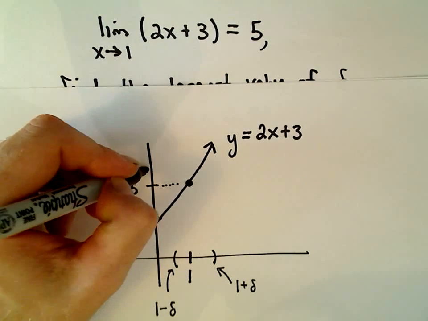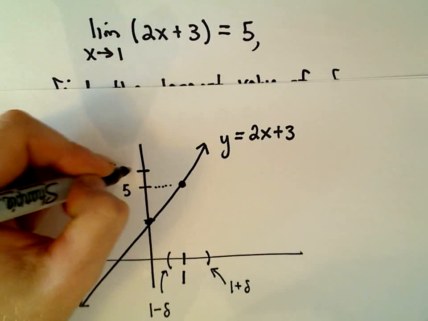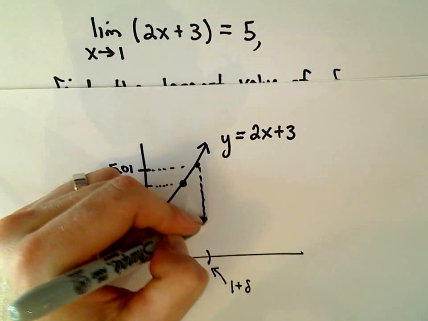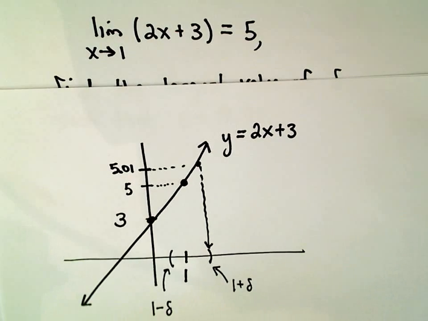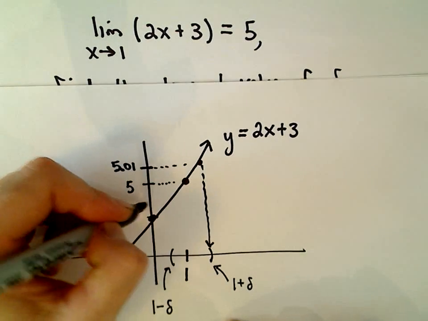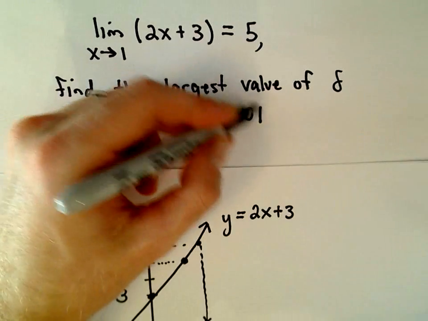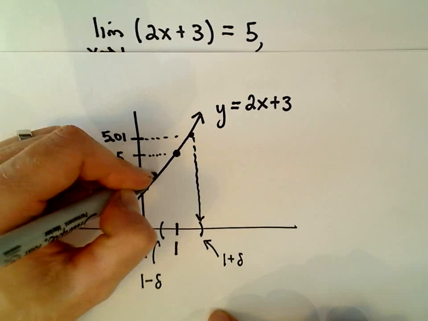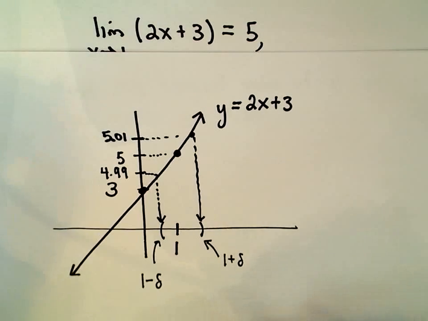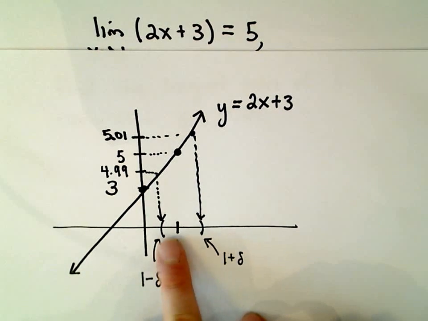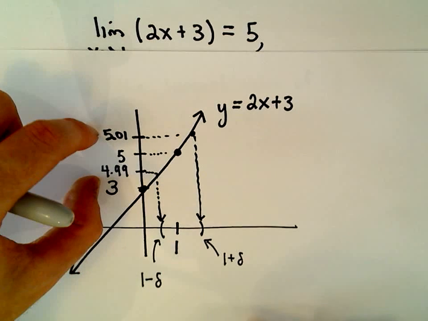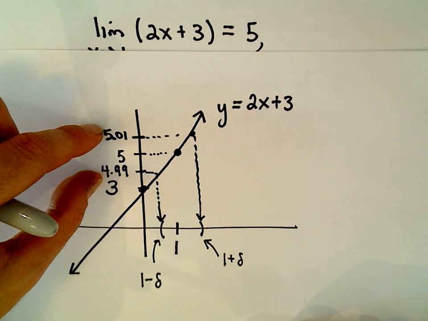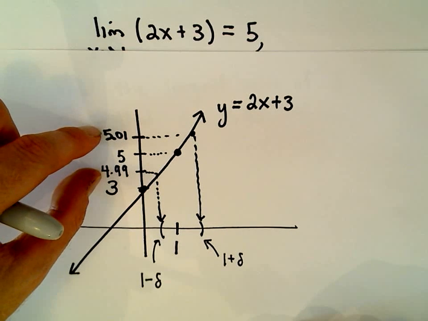So here's the number 5. Here's 5.01. There's going to be some x-coordinate associated with that y value. Likewise, if we subtract away 0.01, that gives us 4.99. Again, what we're trying to figure out is what x-coordinates will give us y values that fall inside this interval, between 4.99 and 5.01.